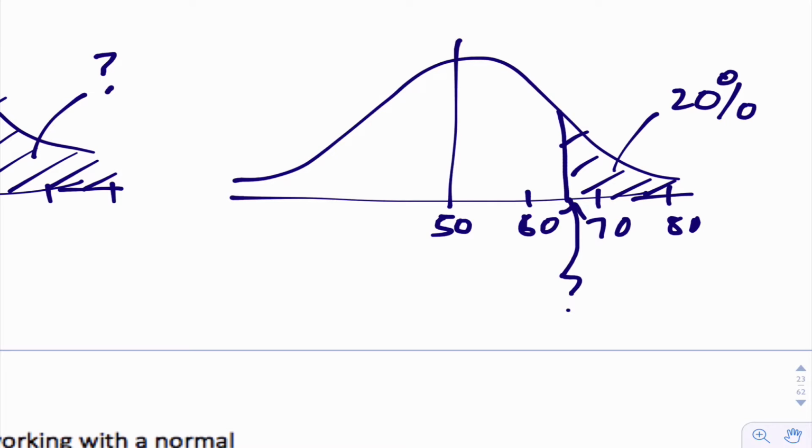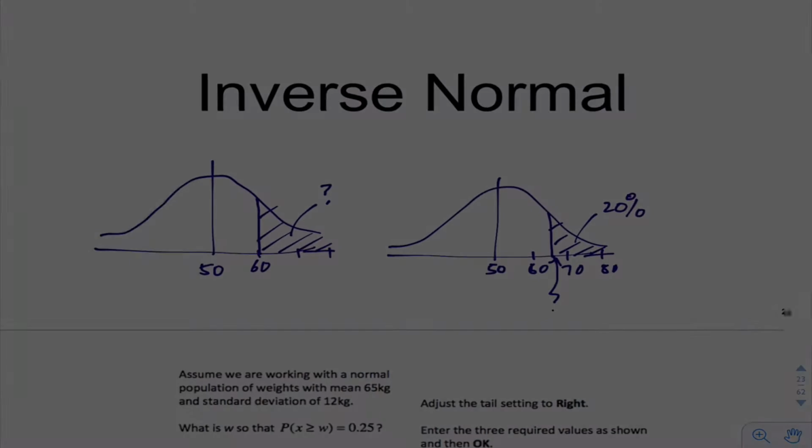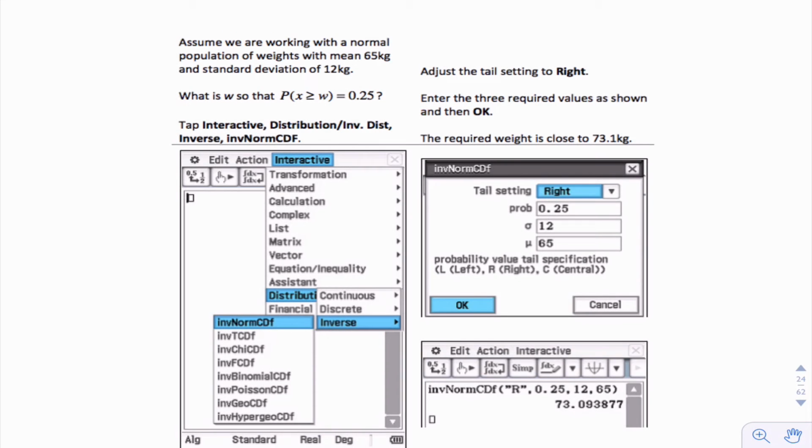This is an inverse normal problem where I'm giving you the area or the probability and you have to actually find out the value on the axis there. Here's how you do it on your calculator, because the syllabus says we just need to use our calculator to do this, which is great. So in this normal distribution, the mean is 65, the standard deviation is 12. We're talking about weights, population of weights. What is W so that the probability X is greater than W is 0.25?